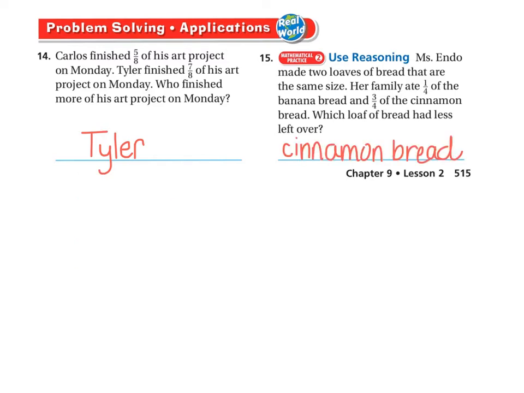Okay, number 15. If you got cinnamon bread as your answer, jump ahead now. Let's take a closer look at this. In number 15, we are comparing the fractions 1/4 and 3/4. 1/4 represents the amount of banana bread that Miss Endo's family ate, and 3/4 represents the amount of cinnamon bread her family ate. Read carefully. We want to know which loaf of bread had less left over.